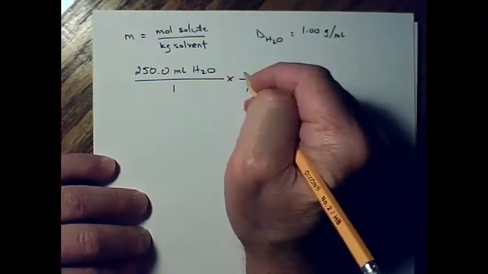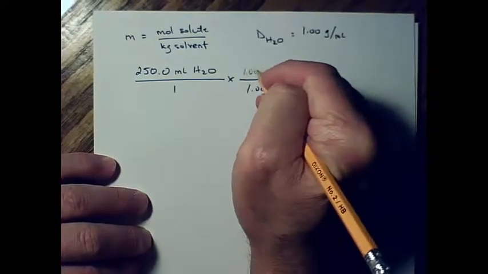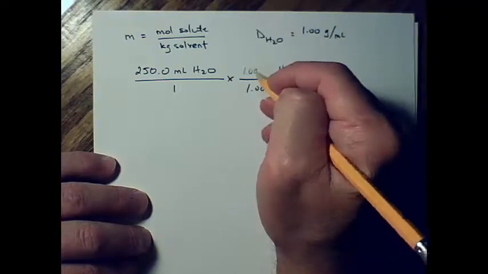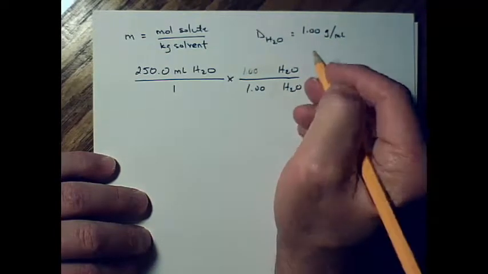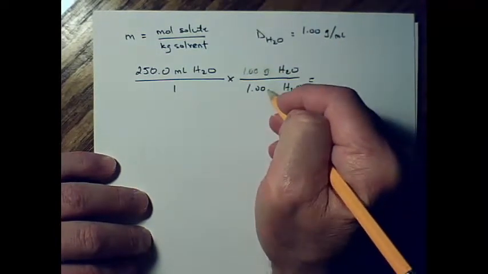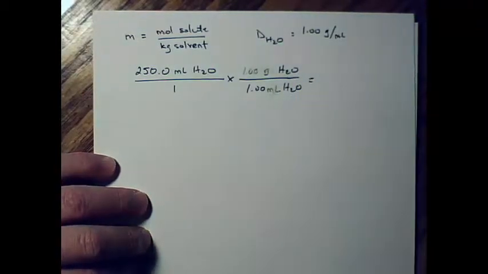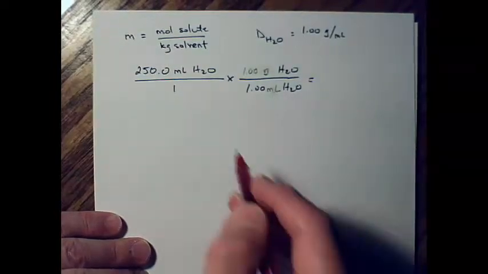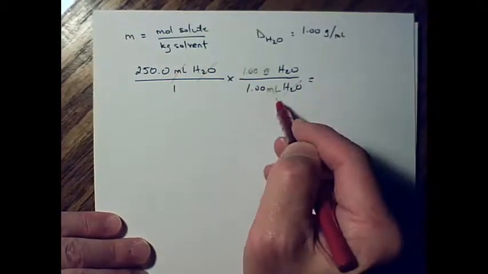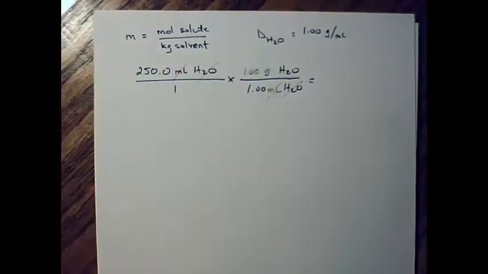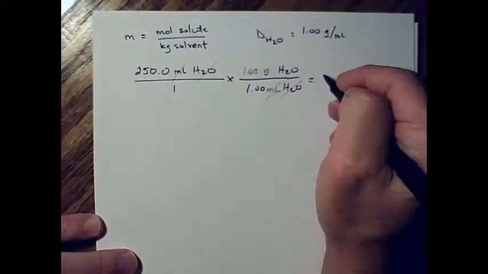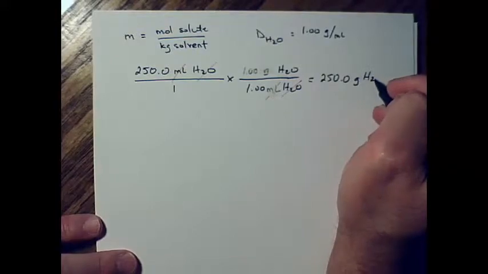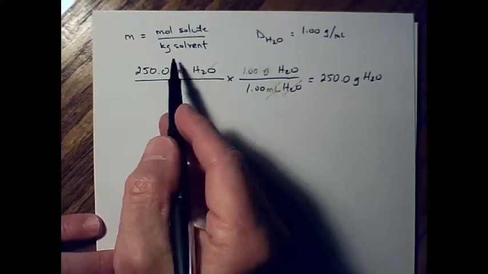Okay. And actually, this is an absolute number almost. I mean, we could assume it to be an absolute number, so we should say grams on the top, milliliters on the bottom. Milliliters are going to cancel, water's going to cancel, and we're going to have 250.0 grams of water. Okay, well that's not enough because we've got to have it in kilograms.